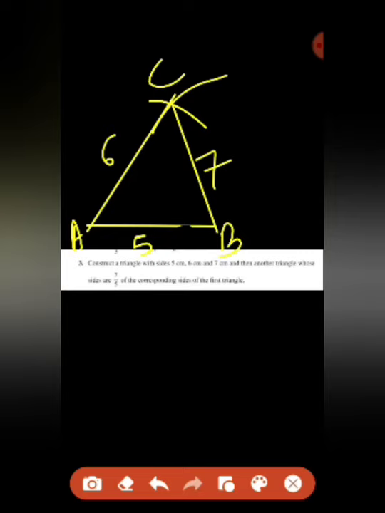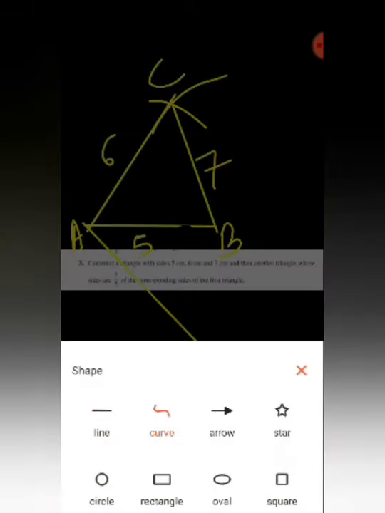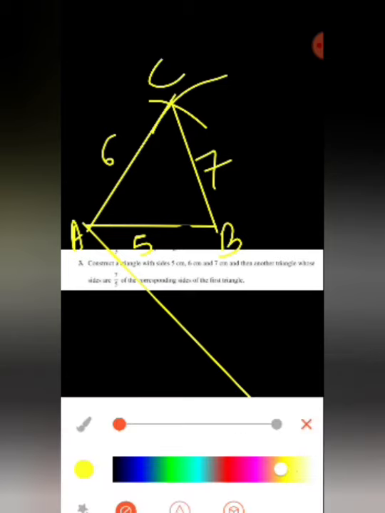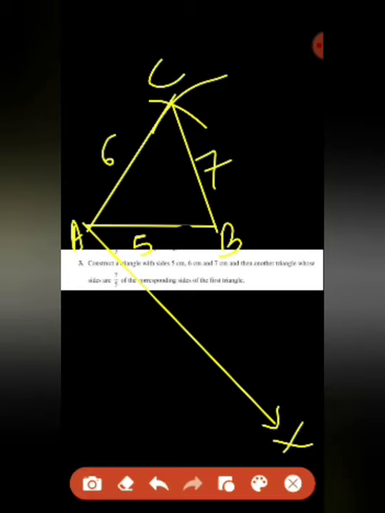After this, your next step is you make a ray from A. This should be like this. Name this as X. Now at AX you mark 7 points: 1, 2, 3, 4, 5, 6, 7. I've taught you how to mark, right?